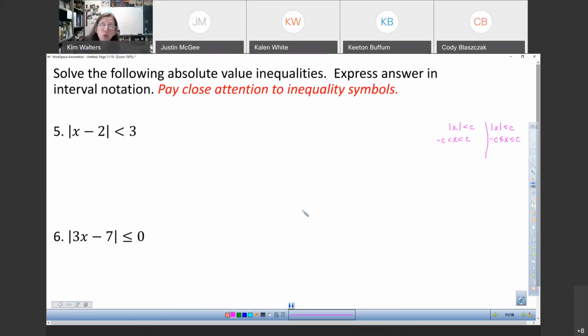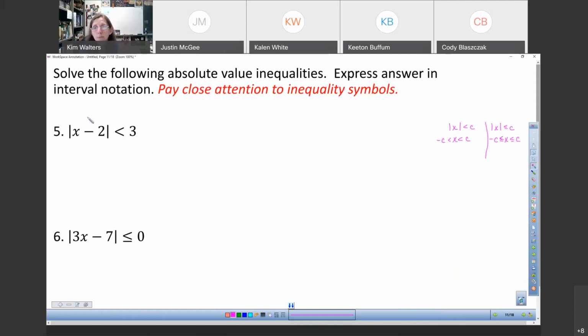It does require you to pay attention to the fact that I have a less than, which means that I'm going to end up with a string inequality to solve. I'm going to end up with a three-parter, okay? But it will always work this way, and it will keep you out of so much trouble, okay? So be careful, all right?